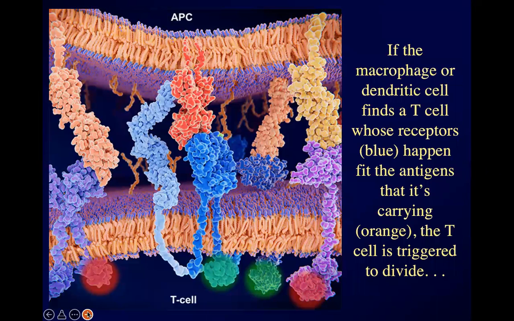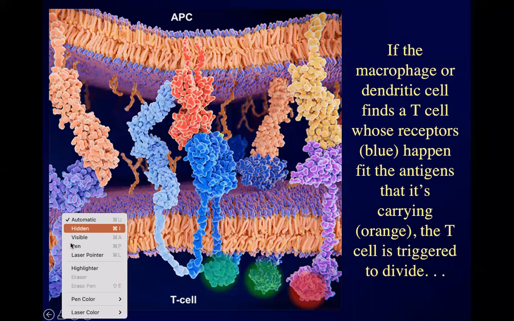And the macrophage or the dendritic cell goes around to the T cells in the nearest lymph node. And if it can find a T cell whose receptors just happen to fit the antigens that it's carrying, the T cell is stimulated to divide. Now, this diagram probably looks like kind of a mess, so let me break it down.